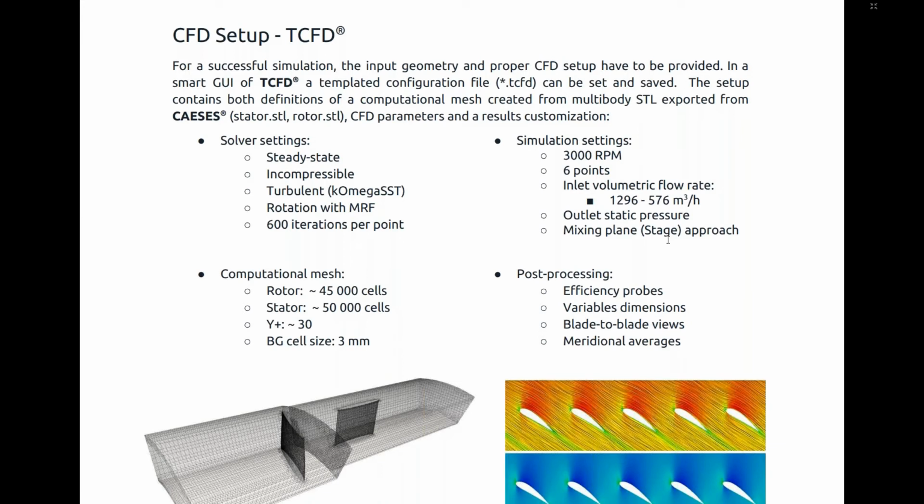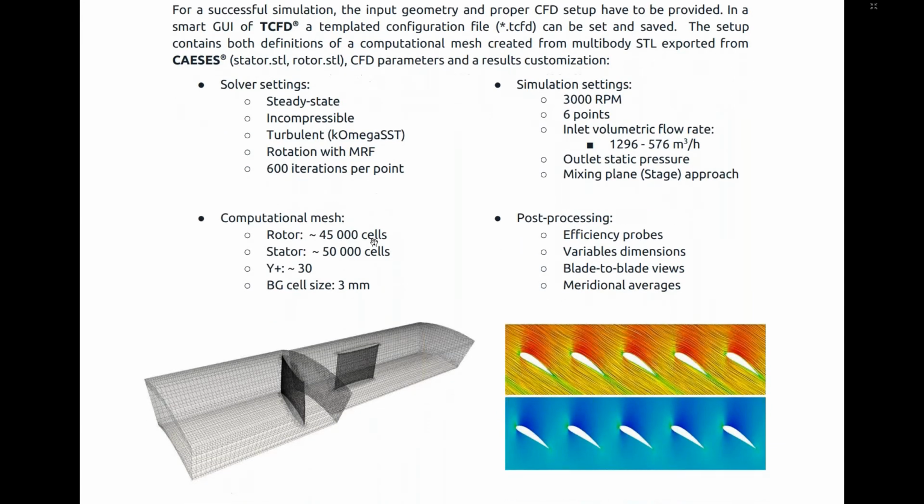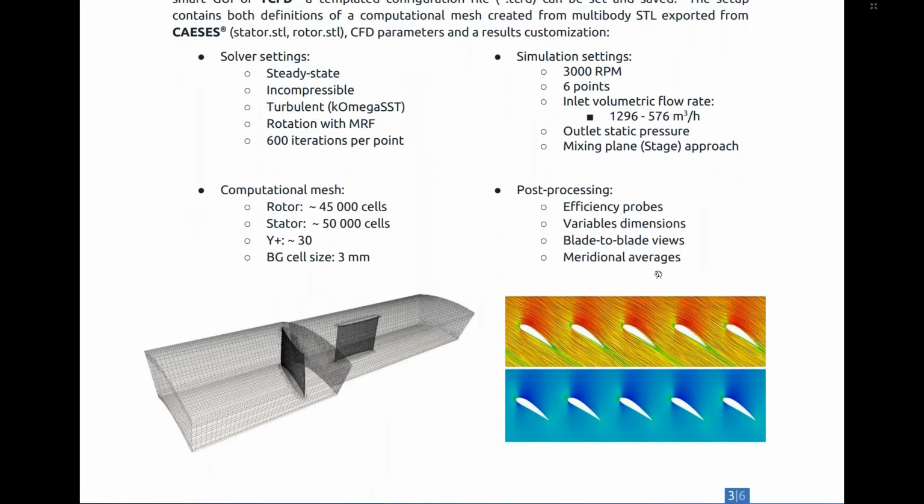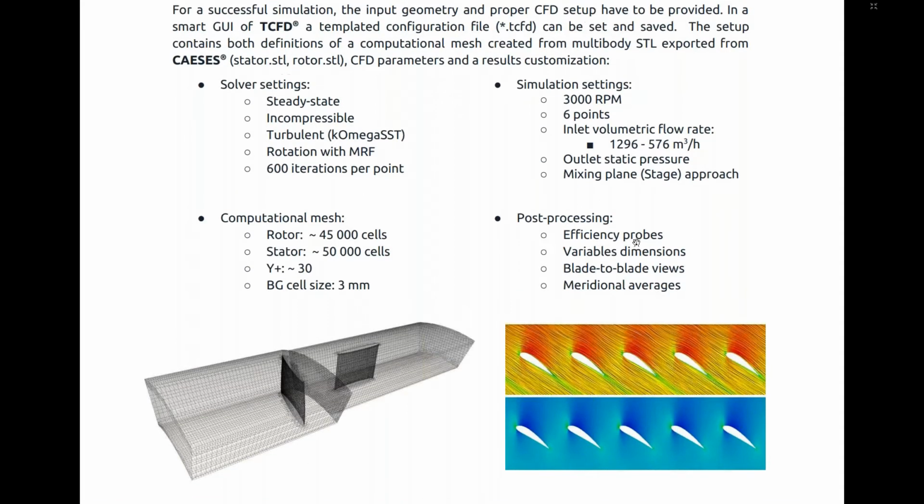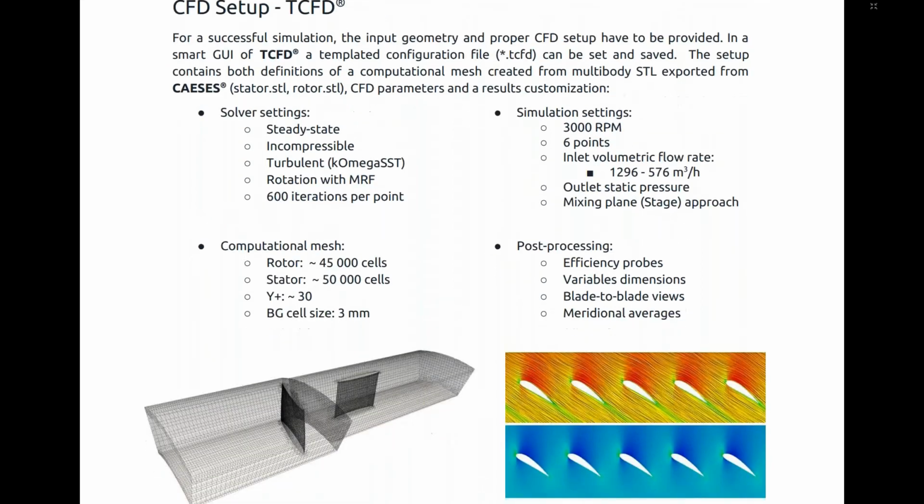up to, let's say, 1300 cubic meters per hour. We set the computational mesh, and TCFD also provides automatic post-processing such as blade-to-blade views, meridional average, variable dimensions, efficiency probes. So there are many customizations we can set.